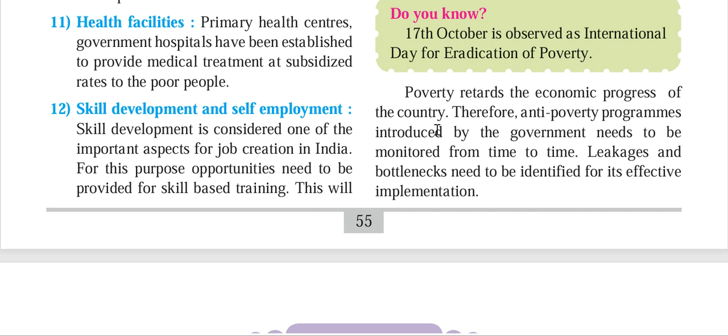There are lots of them. So class, poverty is not only lack of income, it is connected with education, healthcare, employment opportunities, and living standards. For real development, growth should reach every section of society. So today we completed the remaining portion of chapter 8, poverty in India. We discussed estimates of poverty, causes of poverty, vicious circle of poverty, government measures and schemes.